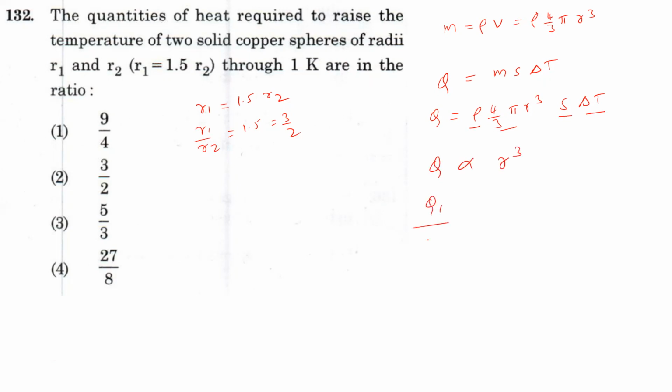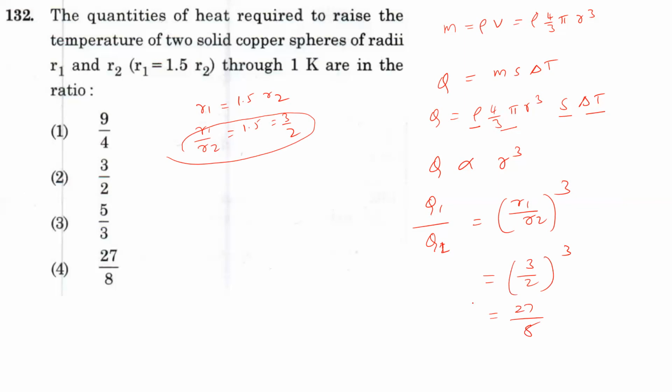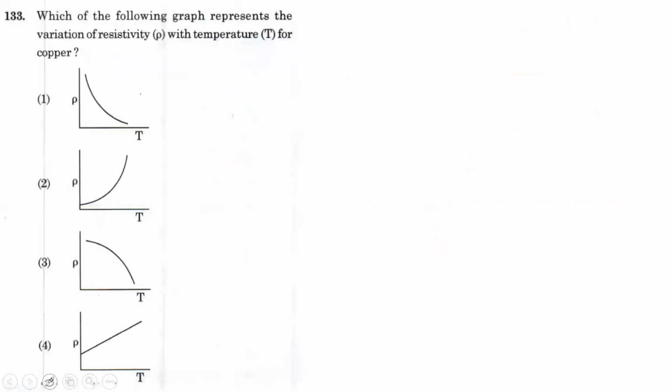So the ratio of the heat energy required for the first sphere to the second sphere is equal to R1 by R2 whole cube. Now R1 by R2 is given as 3 by 2, so substitute 3 by 2 whole cube. 3 cube is 27, 2 cube is 8. So the answer for this question is the fourth option, 27 by 8.